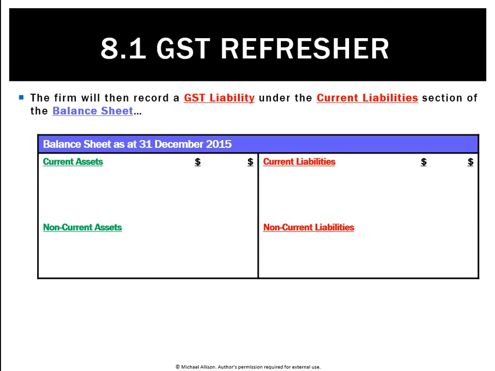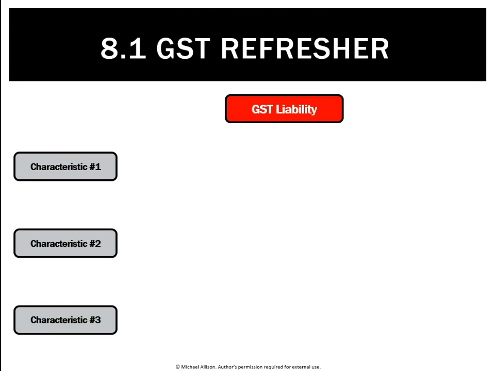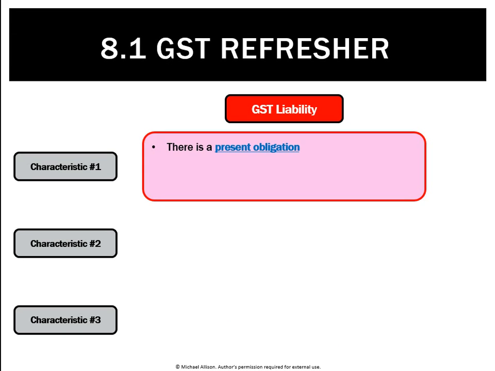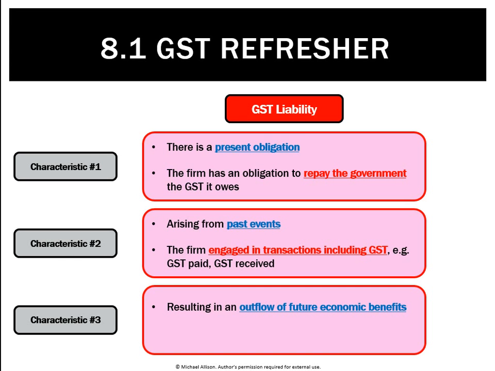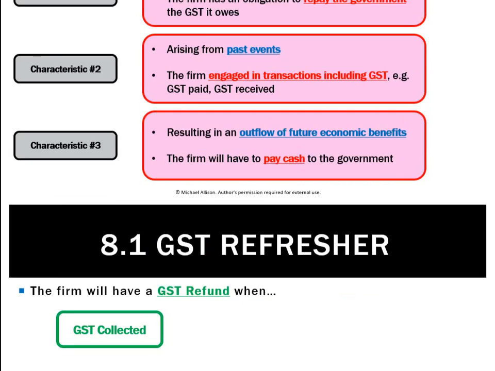Looking at where that'll go on the balance sheet, it'll go under GST liability in the current liabilities. Why is that a liability in this case? Because there's a present obligation. We've got to repay the government the GST. It arose from past events, which is all the transactions that included GST, and it will result in an outflow of future economic benefits. In this case, the firm will have to pay cash to the government.